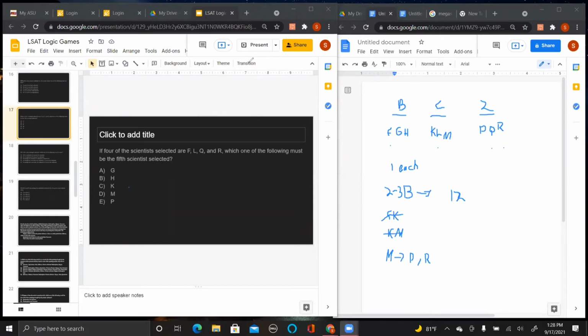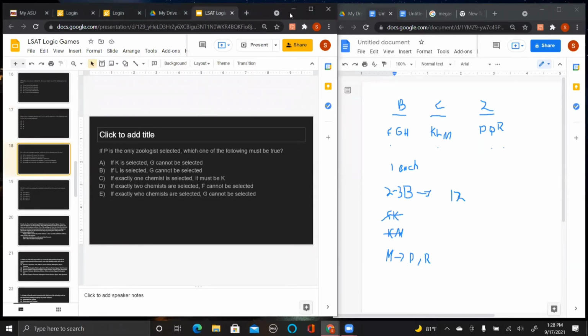So that brings us to our next question. If P is the only zoologist selected, which of the following must be true? Okay, so if P is the only zoologist, that means R is not selected, right? Because R is also a zoologist. So I'm just going to do it this time. We can't have Q because that's a zoologist, we can't have R because that's a zoologist, and because we can't have R, we can't have M because M would necessitate R, right? So we already know we have P, and we don't have Q, R, and M. So we have 1, 2, 3, 4, 5 possible ones remaining, but we need 4 of them.